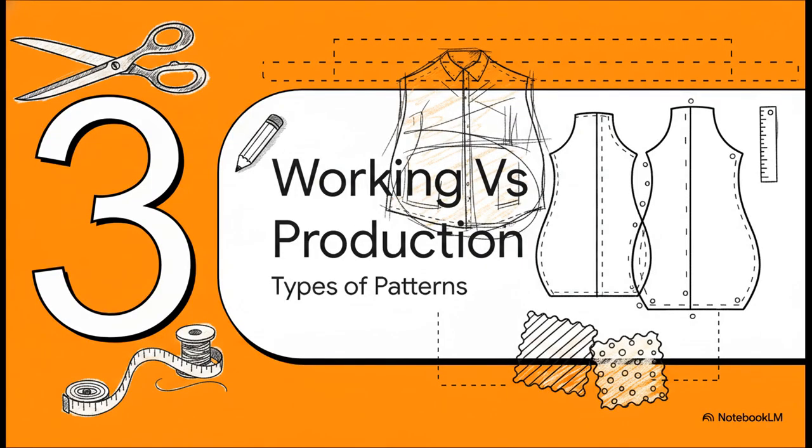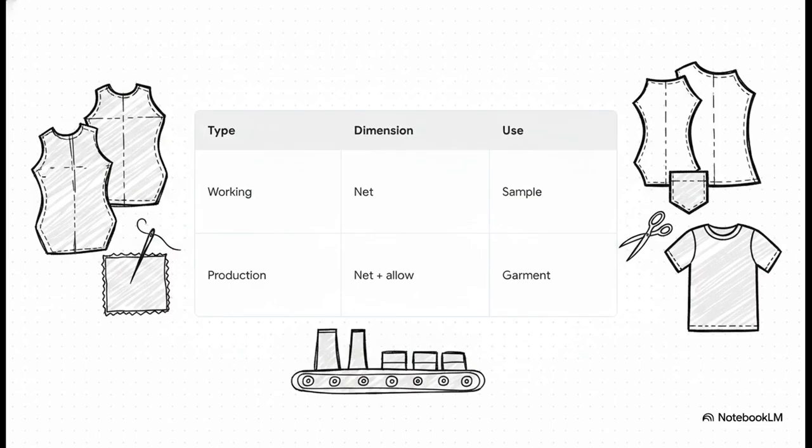Okay, Section 3, Working versus Production Patterns. Once you're actually drafting, there is a stark operational difference between these two stages. Working patterns, which you'll sometimes hear called slopers, are essentially your rough drafts. They're made to the exact net dimension of the style, absolutely no seam allowances added, and they're used purely for making sample garments and testing the fit. Production patterns, on the other hand, those are the final, error-free blueprints. They have all the seam allowances added and contain every single piece needed to successfully manufacture the final garment.